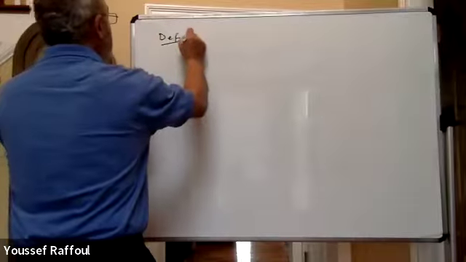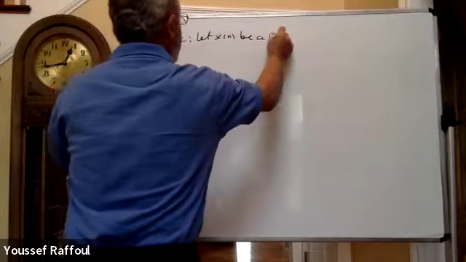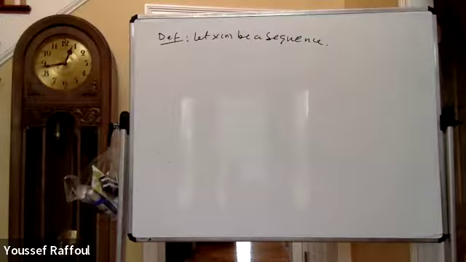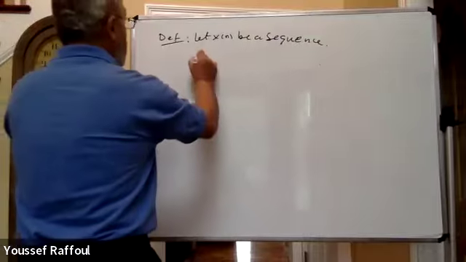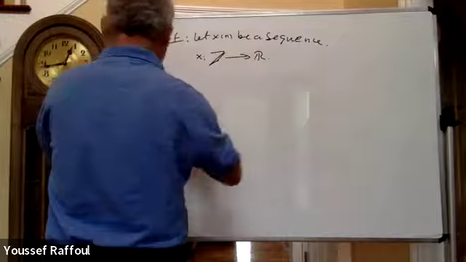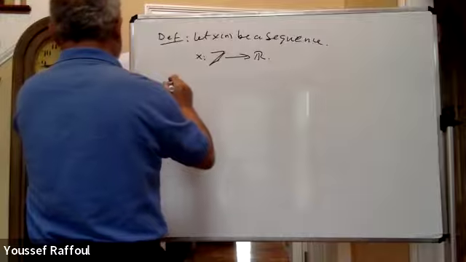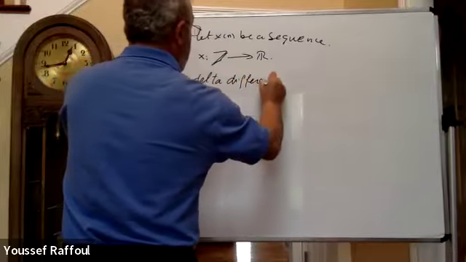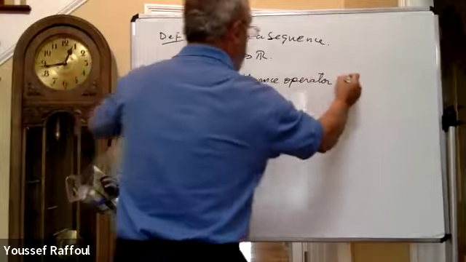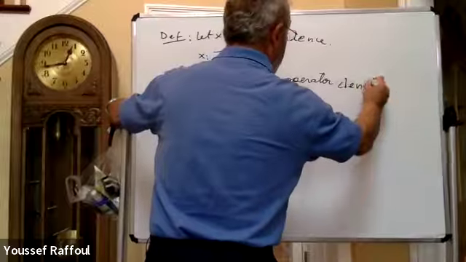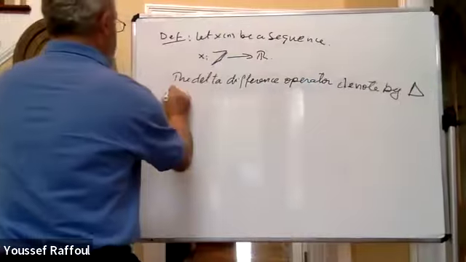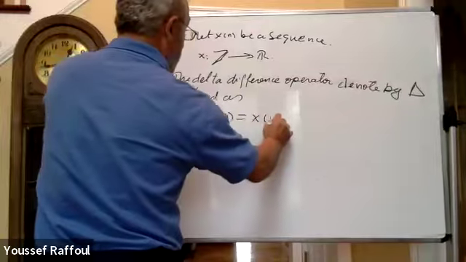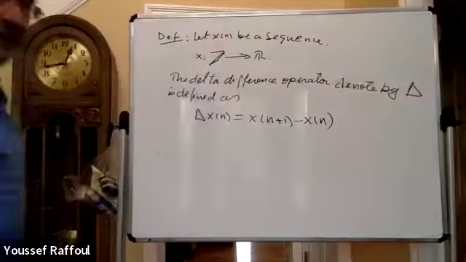So we have a definition. Let xn be a sequence, and x goes from Z into R. Then the delta difference operator, denoted by triangle, is defined as del xn equal to x of n plus 1 minus xn.